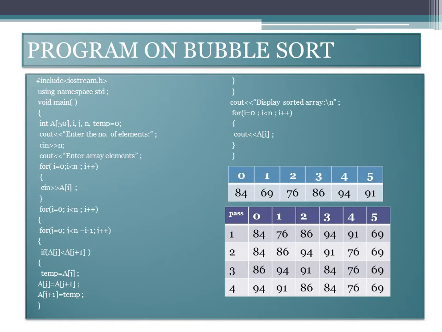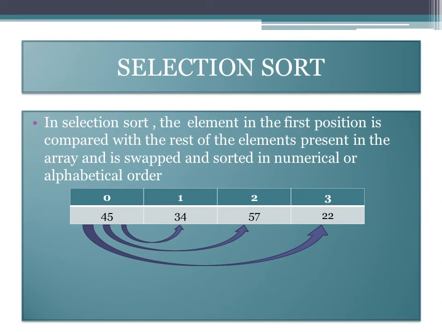Now we'll look into selection sort. In selection sort, the element in the first position is compared with the rest of the elements present in the array and is swapped and sorted in numerical or alphabetical order. Keep in mind, it is the first position, not the first element. Whatever element is present there doesn't matter, but it will be checking with the first position.